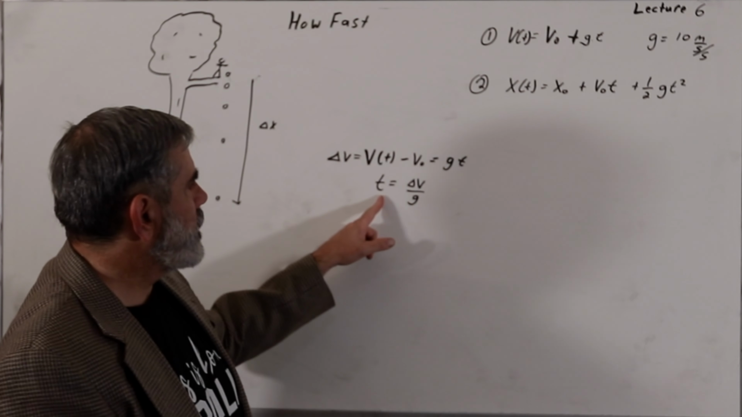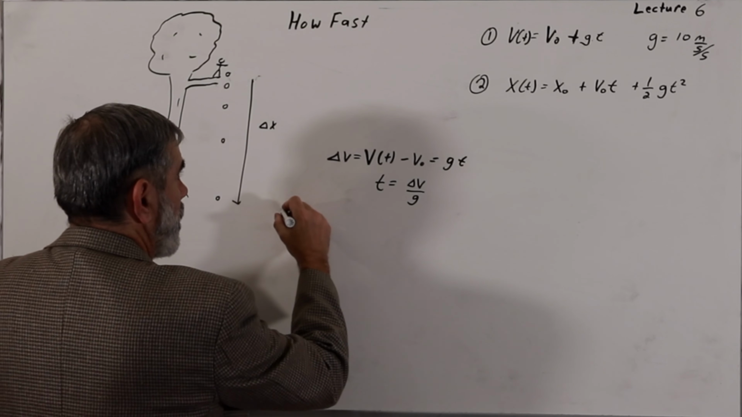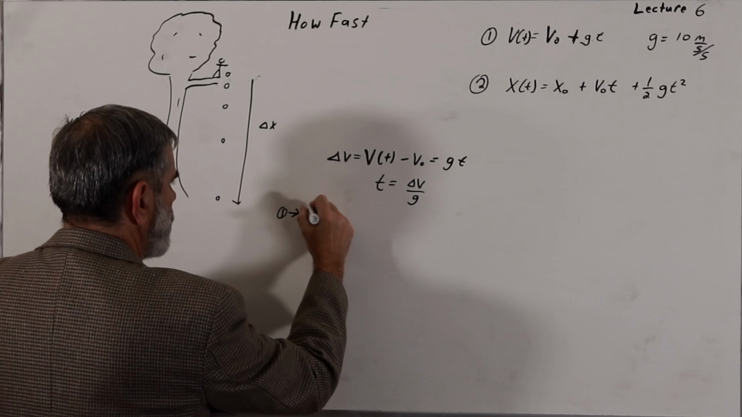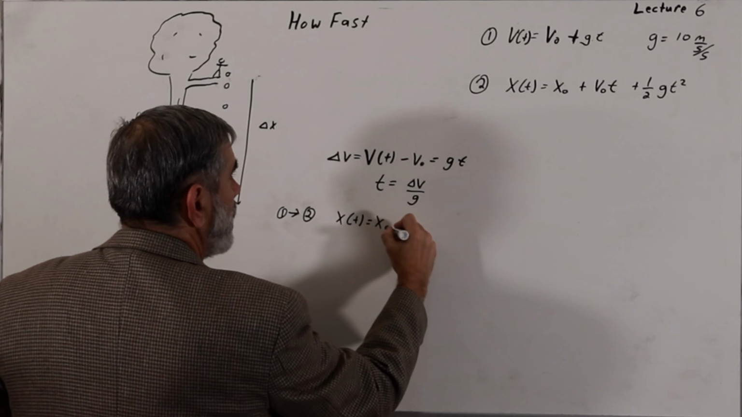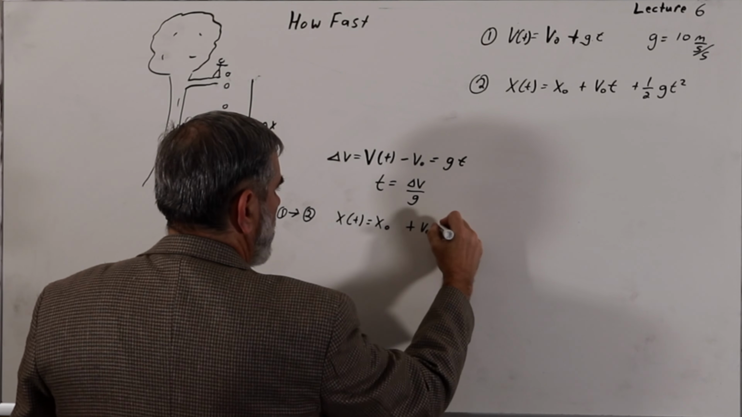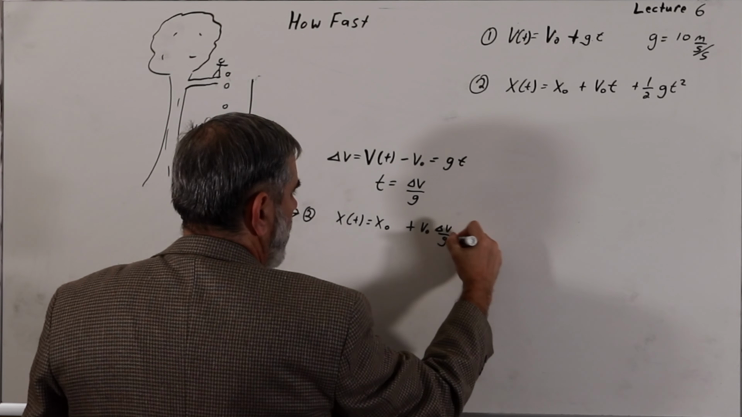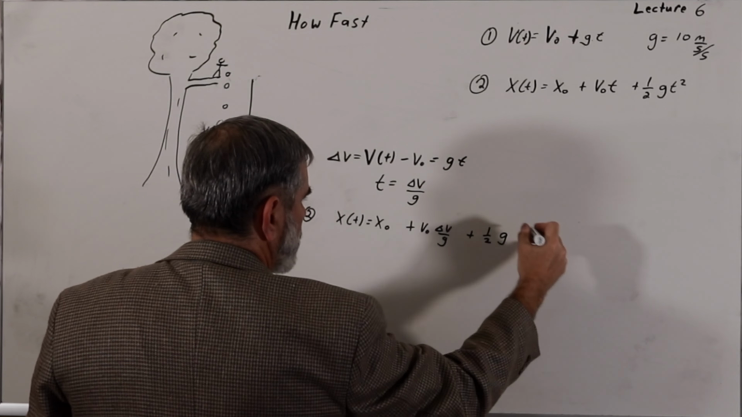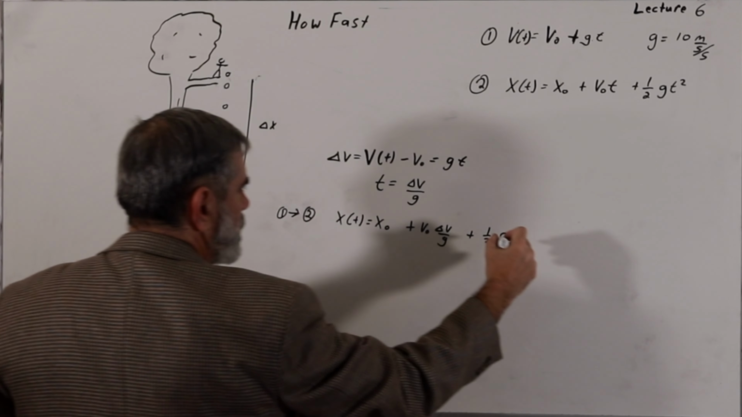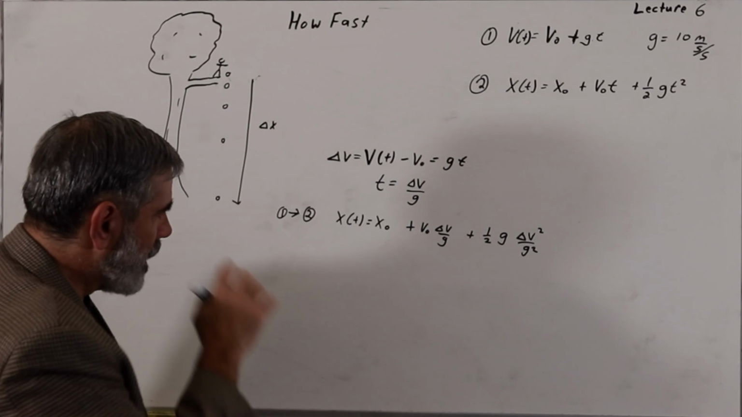Now we're going to substitute this time value into equation 2. And so substituting 1 into 2, we find that x of t is equal to x naught plus v naught times t, but t is delta v over g, plus 1/2 g t squared. But again, t squared will be delta v squared over g squared. Now we're going to simplify it a little bit.